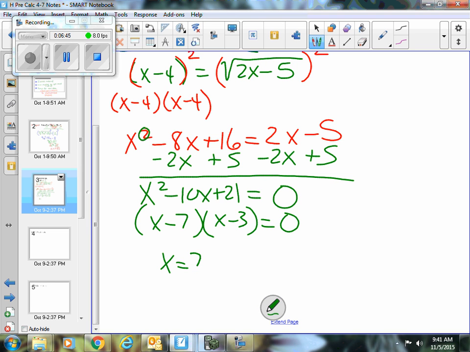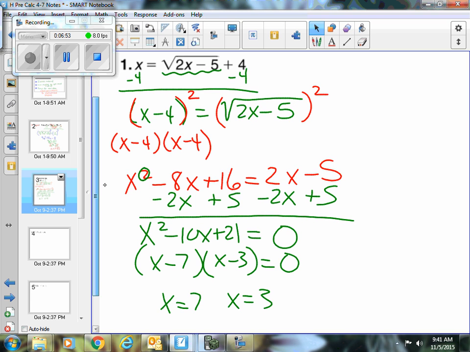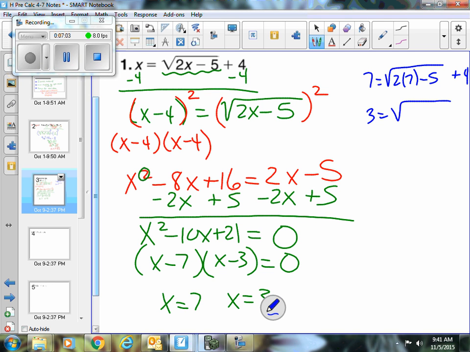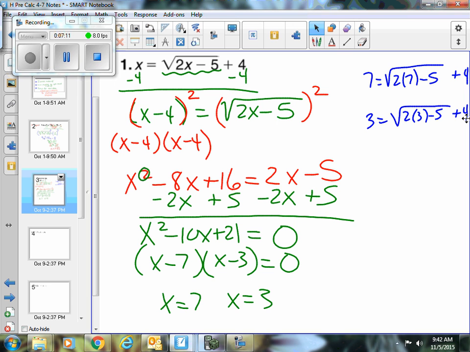So x equals 7 and x equals 3. Here's what I want you to do. I want you to pause the video and check your 2 answers. Check 7 and check 3 back in the original. That means actually putting in 7 for x and seeing if you get a number that works, and then putting in 3 and seeing if it works, and checking if both of those are solutions to this inequality. So go ahead, pause the video, see what you come up with.